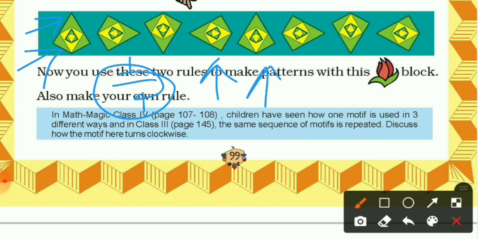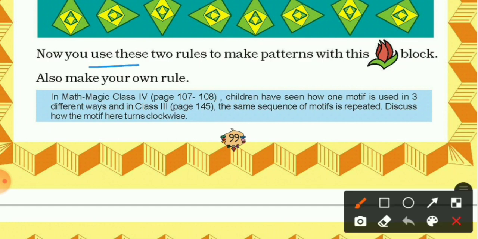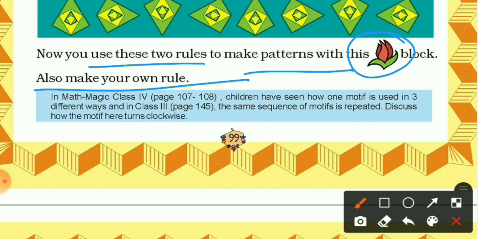So her friend was saying correctly that the pattern was really different. Actually the second pattern was based on 1/4 turn. So now you use these rules to make patterns with this block. Also make your own rule.